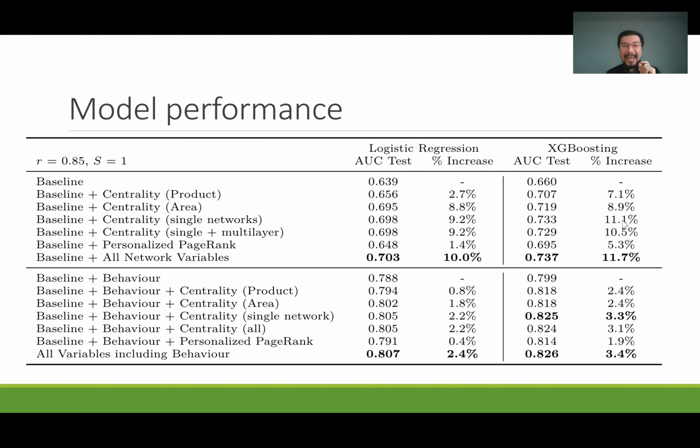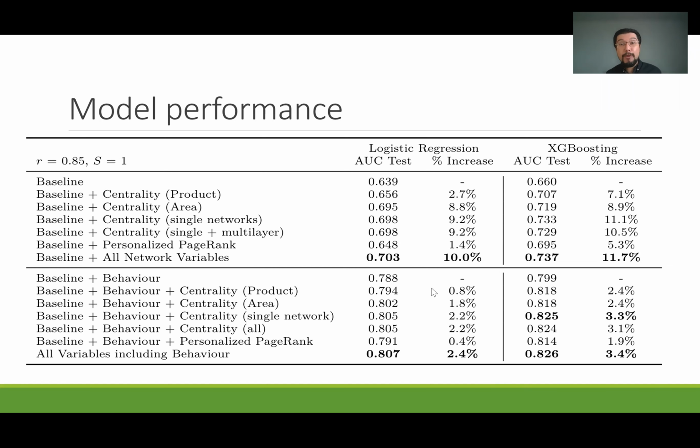However, if you really want to get the extra prediction, you need to add this personalized PageRank measure that we created. The other interesting thing that happens here, that's not surprising, is that behavior variables are very strong, even in the presence of network variables, but still the network variables allow you to gain 2 to 3% extra predictive capability.